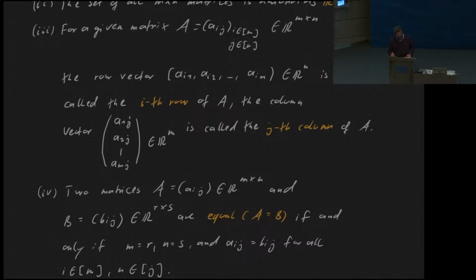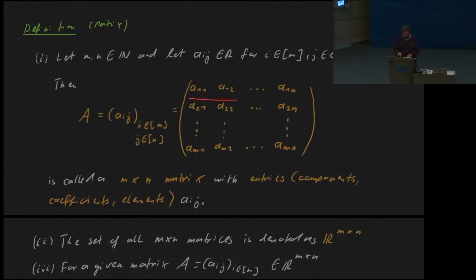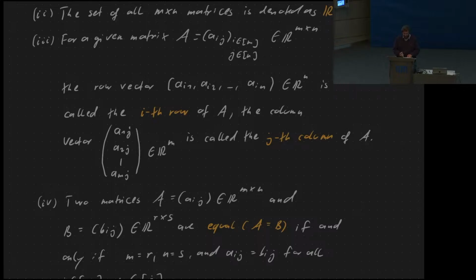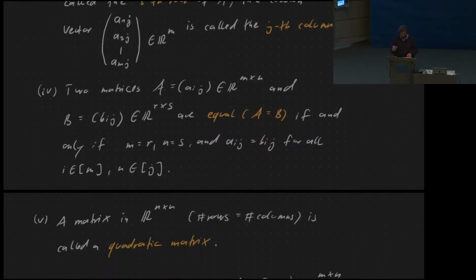And for any given matrix, we'll say these here are the rows of the matrix, and these here are the columns, and each row and each column is a vector. So we'll speak of the ith row vector and the jth column vector if you want to access some specific row or column of the matrix. And then, of course, any two matrices are equal if and only if all of their entries are the same. And of course, if their dimensions agree.